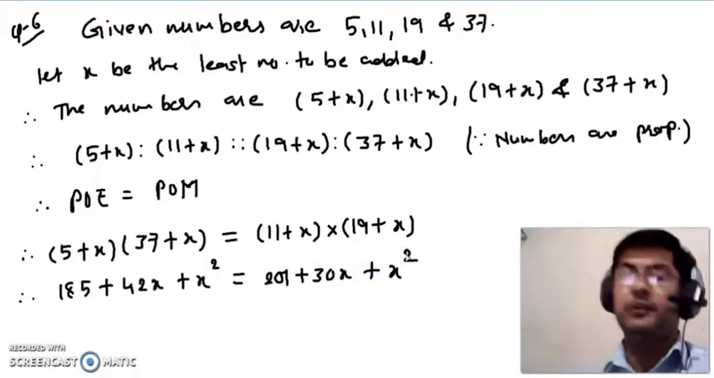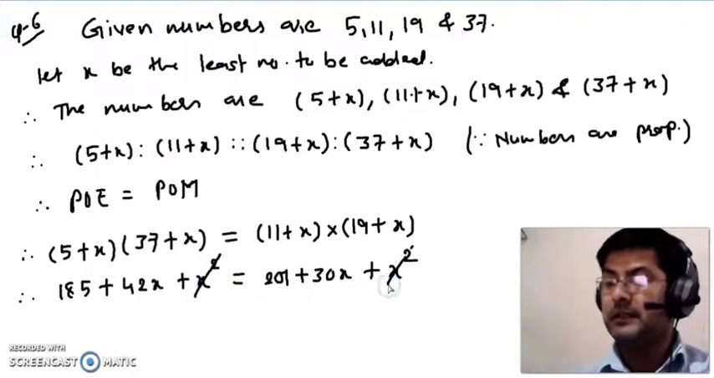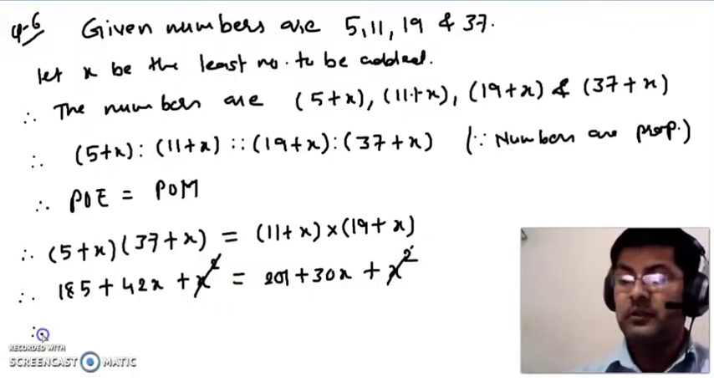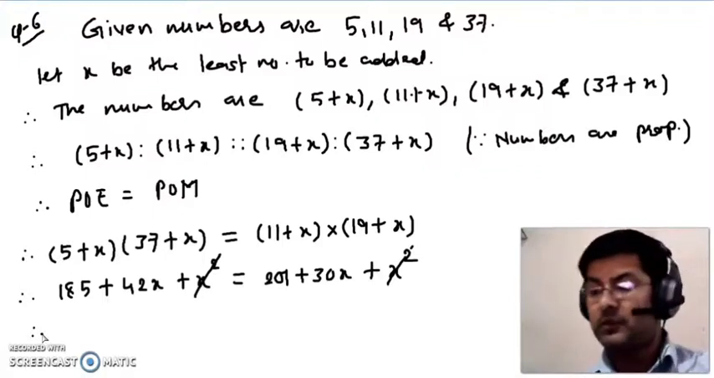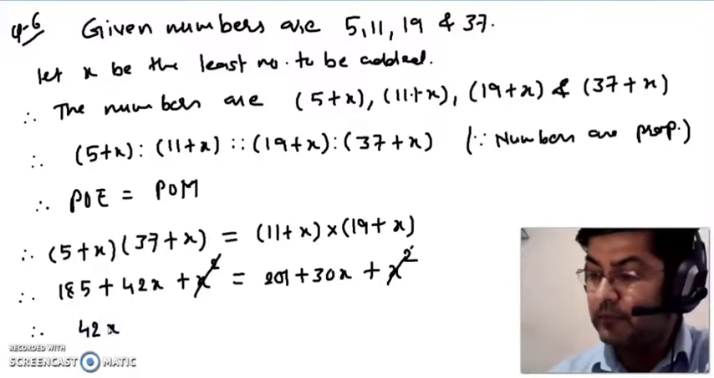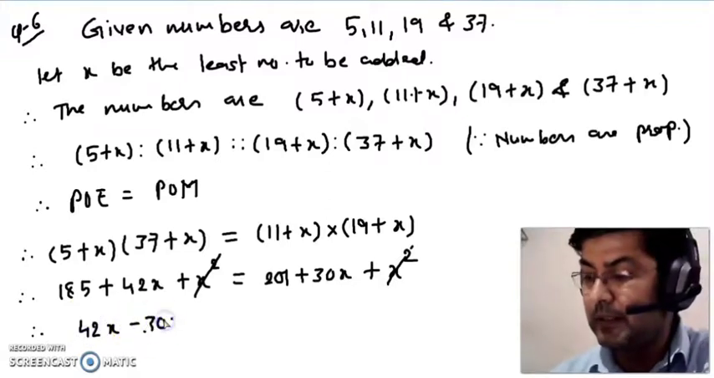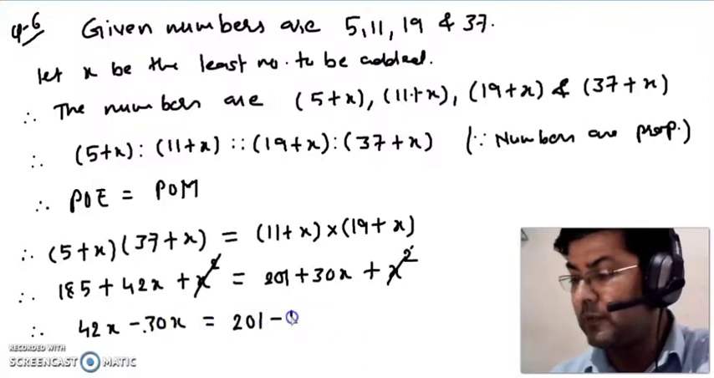Now we can reduce the like terms on both sides, so this x square gets cancelled. Now transpose the terms involving x on the left side and the constant terms on the right hand side, and therefore 42x minus 30x is equal to 201 minus 185.